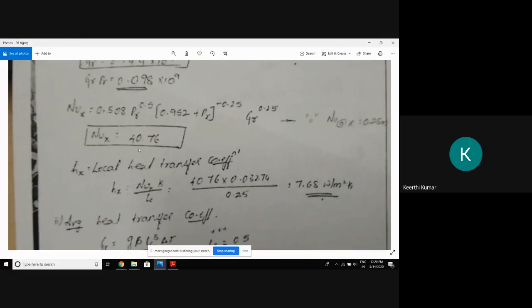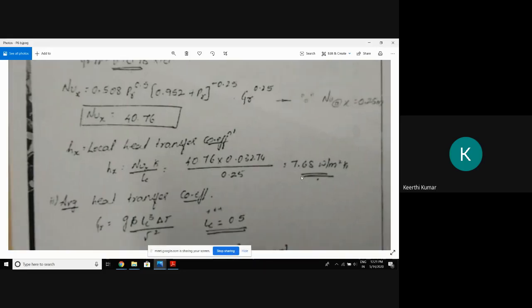So we got the Nusselt number at x of 40.76. Then, if I use this Nusselt number at x and substitute it in this formula, I'll get h at x, that is the local heat transfer coefficient, the value of h at midway or halfway. Nu at x is equal to 40.76, with the thermal conductivity of air. The characteristic length is L by 2, that is x is L by 2. So we got this 7.68.